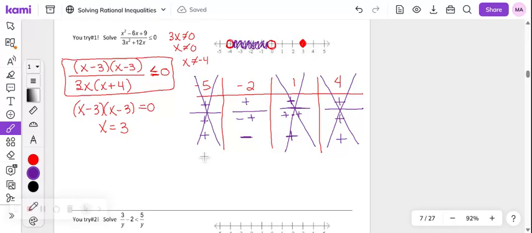Now be careful, because watch this. It's from -4 to 0, not including the -4 or 0, and 3. That is our solution. Okay? So hopefully that made sense.